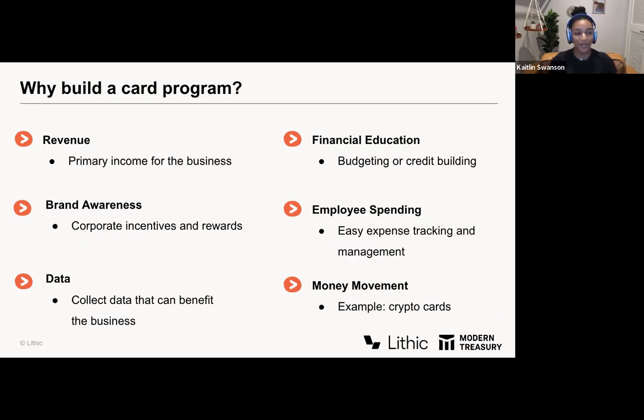And then also employee spending, to make it easy for your employees to use company funds and to track expenses of those employees. And also money movement. A good example of this one is going to be crypto cards. One of the main problems normally with crypto is that it's hard to spend in real life. If you have a card program that at the time of transaction is able to convert crypto to fiat so your customers can spend, that solves a problem. So those are some of the main ones that I usually see.